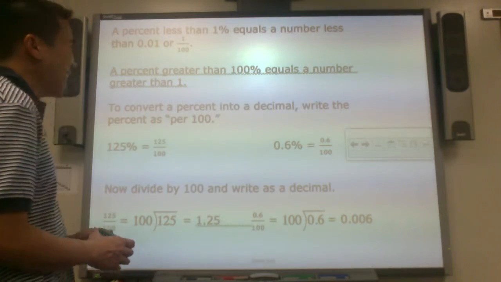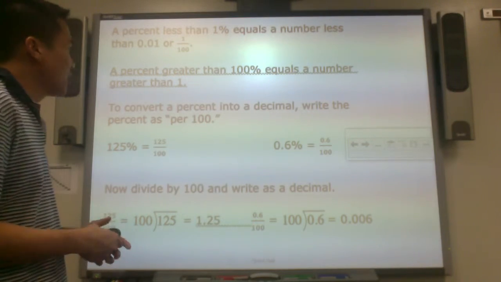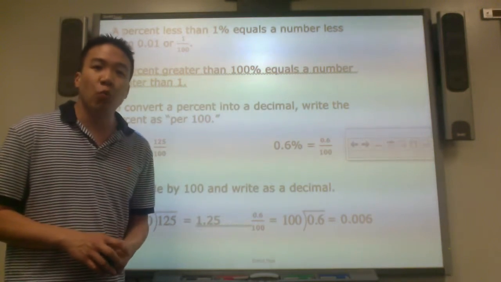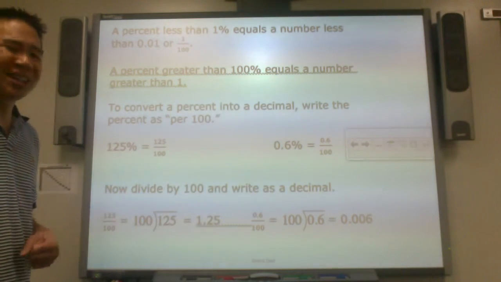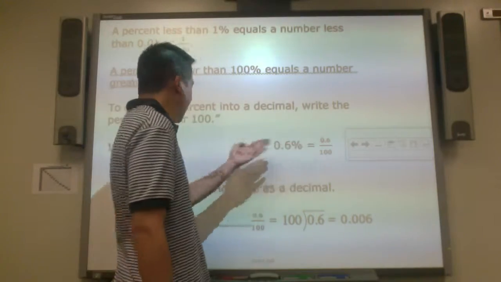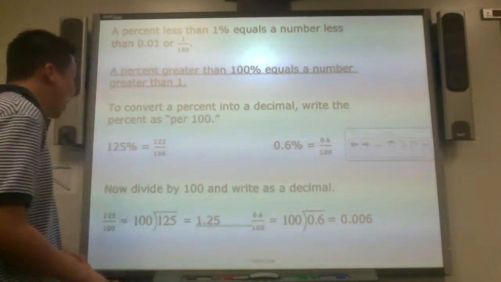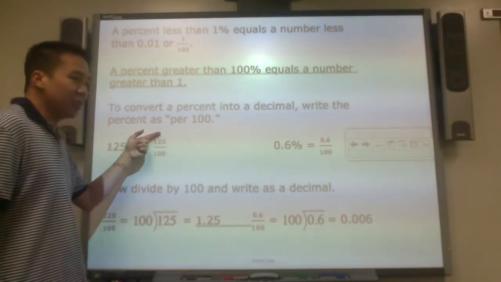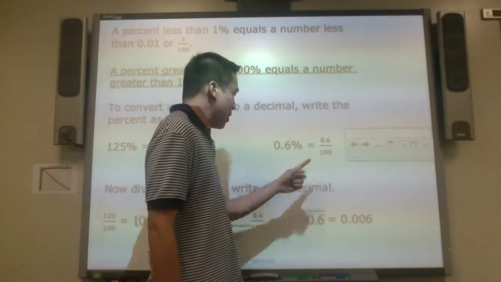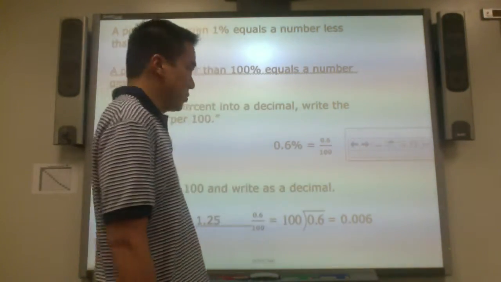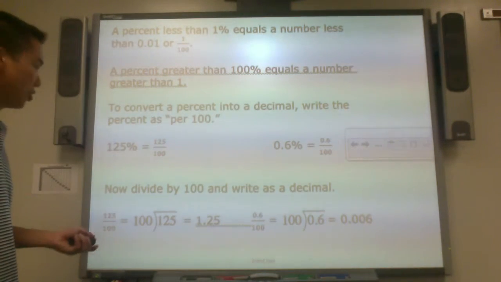So a percent less than 1% equals a number less than 1/100th. A percent greater than 100% will be greater than 1 whole. So if they give you a percent and ask you to turn it into a decimal, you write it per 100. Like 125% is 125 per 100, or 6/10% is 6/10 per 100. Now, you can divide this out. 125 divided by 100 is 1 and 25 hundredths. And 6/10 divided by 100 is 6 thousandths. So to turn a percent to a decimal, we're dividing by 100.